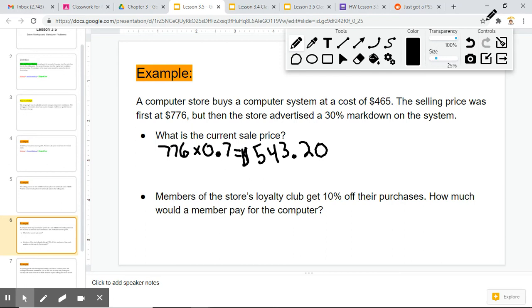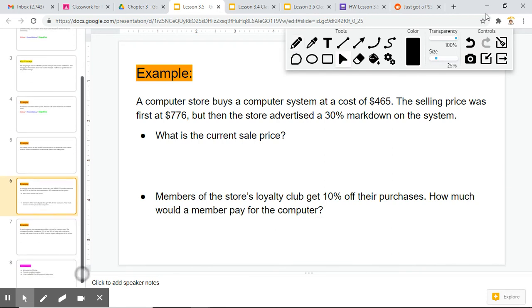We got another question here, though. Members of the store's loyalty club get an additional 10% off their purchase. So how much would a member pay for the computer? Well, just like on the last one, we found 70% of 776 because 100 minus 30 is 70. Here, let's find 90% of 543.2. And we're finding 90% because 100% minus 10 would be 90%. We're going to multiply this by 0.9, and that will give us $488.88. So members of the store's loyalty club are only going to pay $488.88 for this computer here.